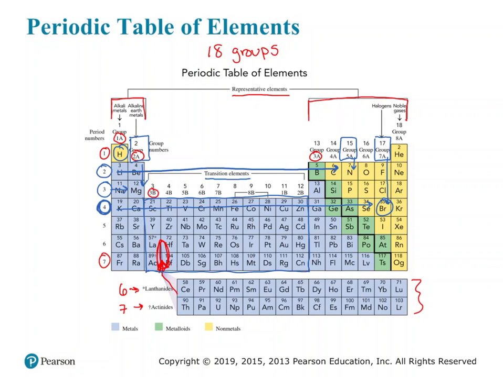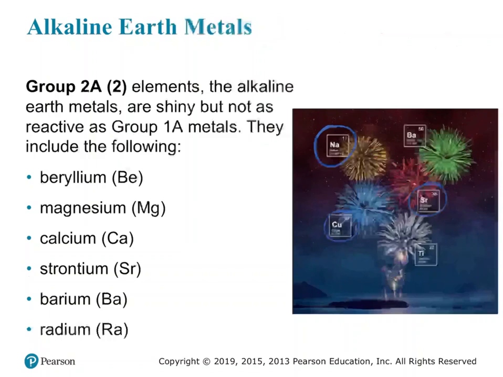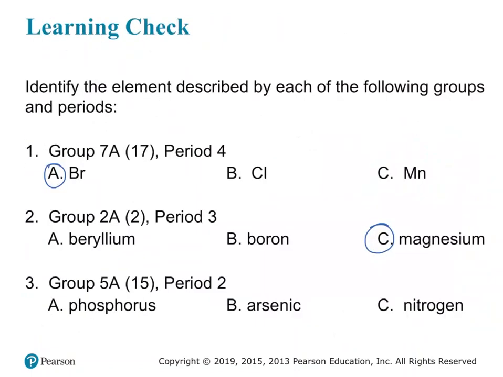Now, it is really easy in problems like this to miss period 1, which has hydrogen and helium. So there's only 2 elements in that first row, but you still have to count it when you're counting the periods. That's an easy mistake to make.